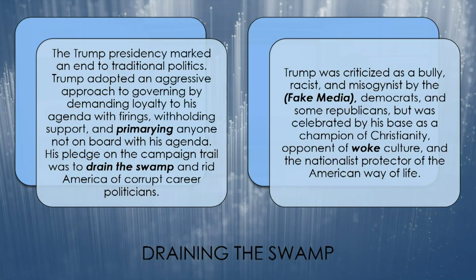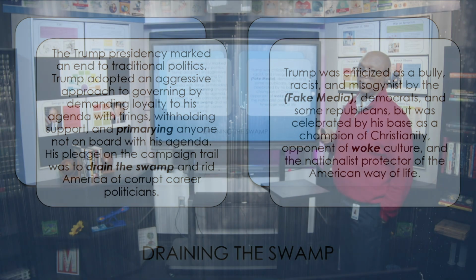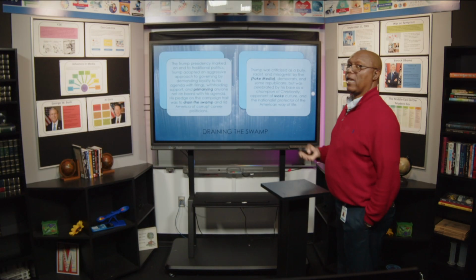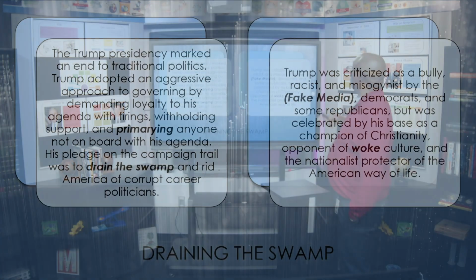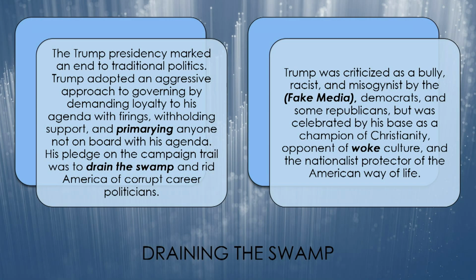His pledge on the campaign trail was to drain the swamp and rid America of corrupt political career politicians, of which he said he, of course, was not. He was an outsider that was going to clean up Washington. Trump was criticized as being a bully, a racist, a misogynist by the fake media, Democrats and some Republicans, but was celebrated by his base as a champion of Christianity, opponent of woke culture, and the national protector of the American way of life.